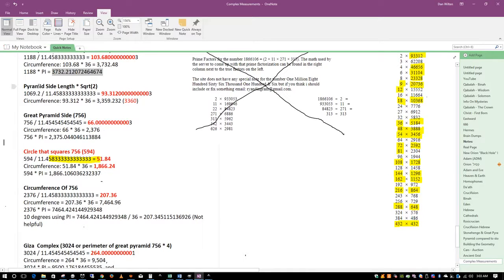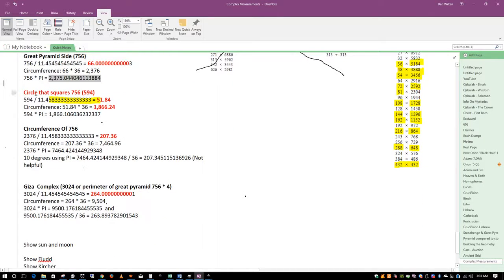So here's the pyramid side length times the square root of 2. This is the circle that surrounds the corners of the Great Pyramid, and that is 1069.2 divided by, and since it has a factor of 11, we get this. These numbers I'm showing you here, I'm going to show you in a minute too because they're important. Then we have the 756 number divided by the 4545, and we get 66, almost exactly, which means we get 2376 as its circumference, and this is what pi gives us.